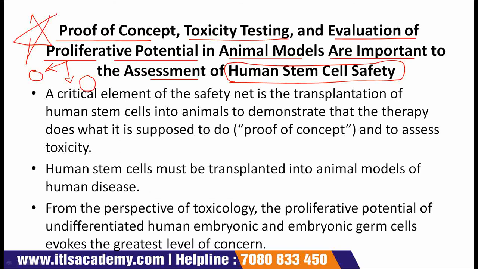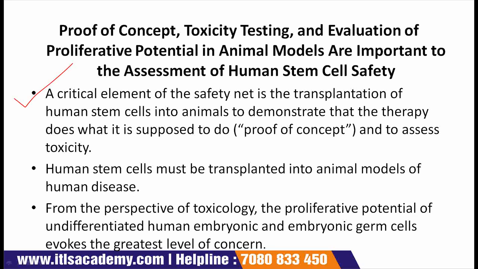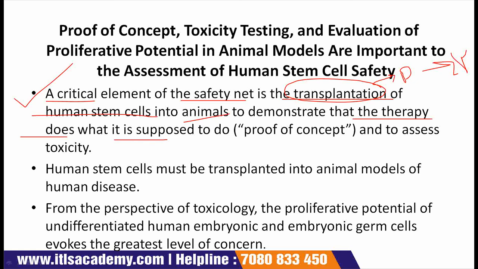So let us see some points. The very first point is a critical element of the safety net is the transplantation of human stem cells. What is transplantation? Transplantation is a process of transfer of cells from one person to another person. So this is transplantation into animals to demonstrate that the therapy does what it is supposed to do, that is, proof of concept, and to assess toxicity.